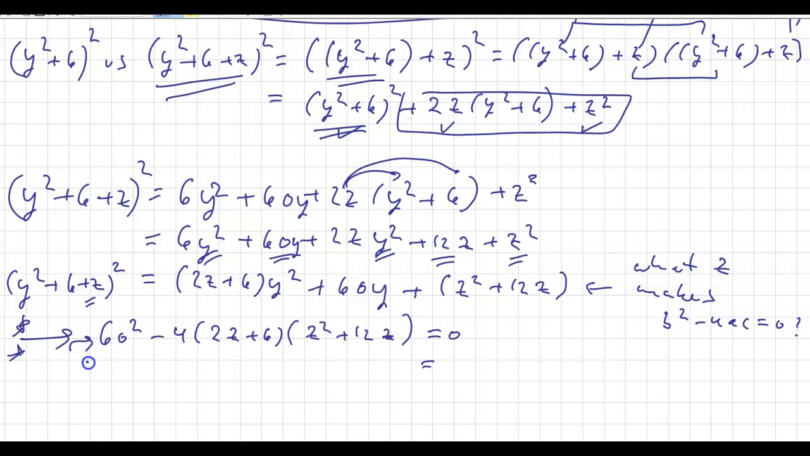and you work it out, 3600 minus 4, it's a little FOIL here, 2z times z squared is 2z cubed, 2z times 12z is 24z squared, 6 times z squared is 6z squared. I'll change this to a 30 then. And 6 times 12z is plus 72z.